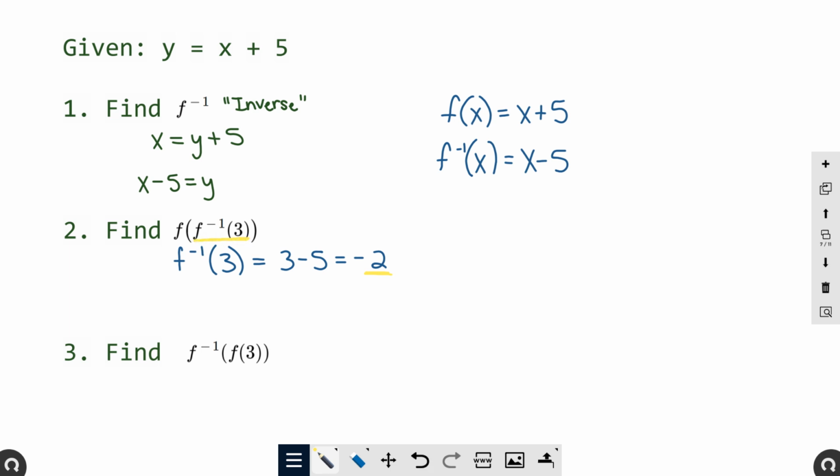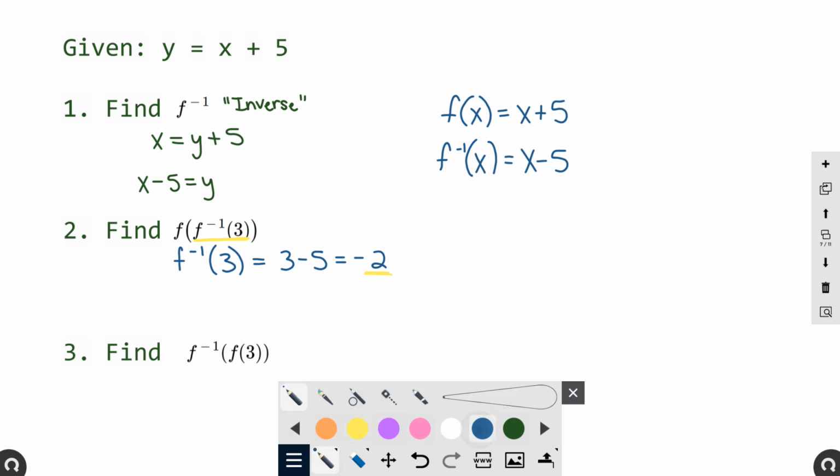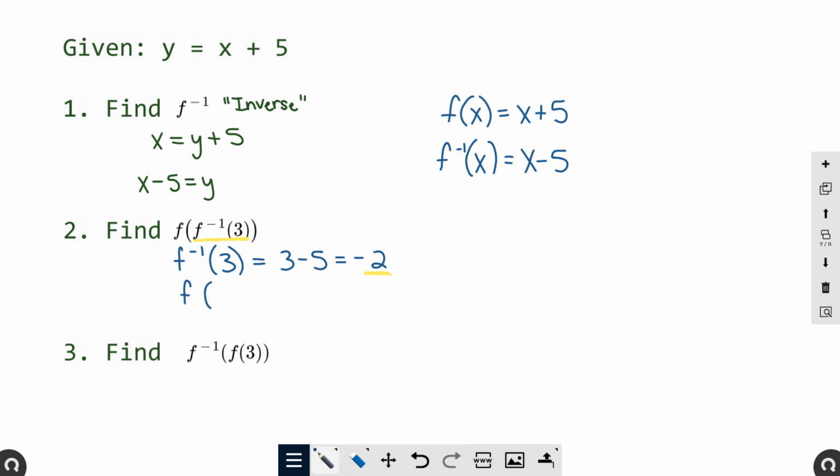Now we take that answer and we replace it here with all of this. So we're going to take that answer and plug it into function f. So now we're going to do f of -2. Sorry, my bad. And so we're going to plug -2 into the top equation. So what is -2 plus 5? 3. And that would be our final answer.